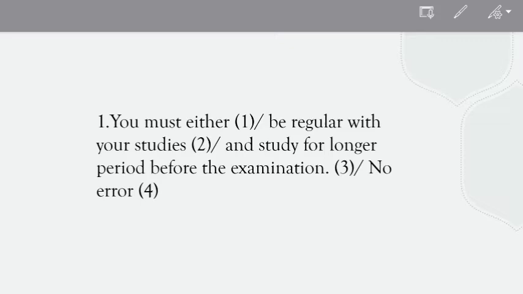Either goes with or, not and. So the error part is part 3.